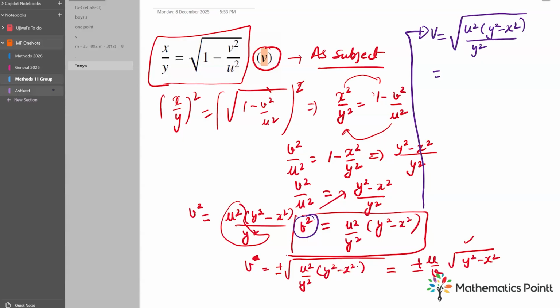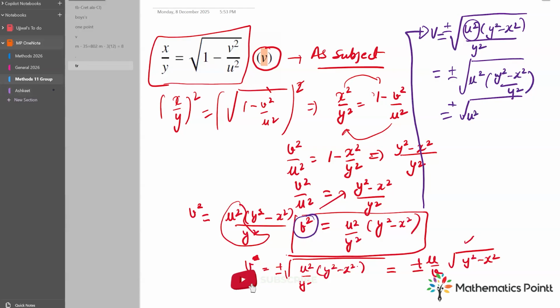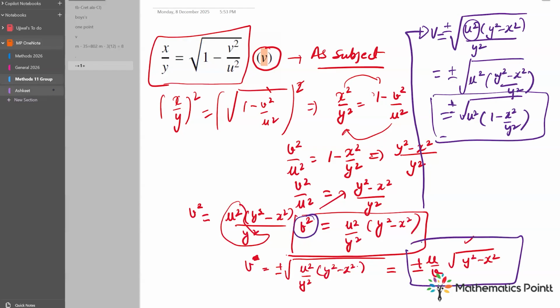And if I were to sort of, this becomes, so this is plus minus, and I have u square, and I can write it like this, say the square root of u square times 1 minus x square over y square. So if you've done this, that's right. If you've done this, that's it. So this is how you rearrange this in terms of either this.